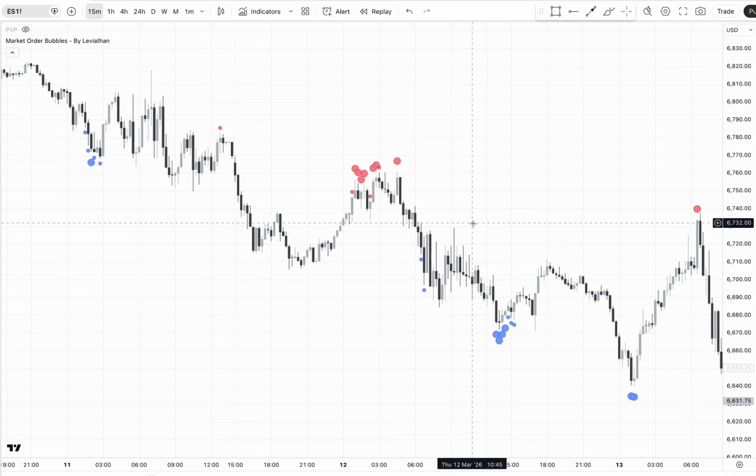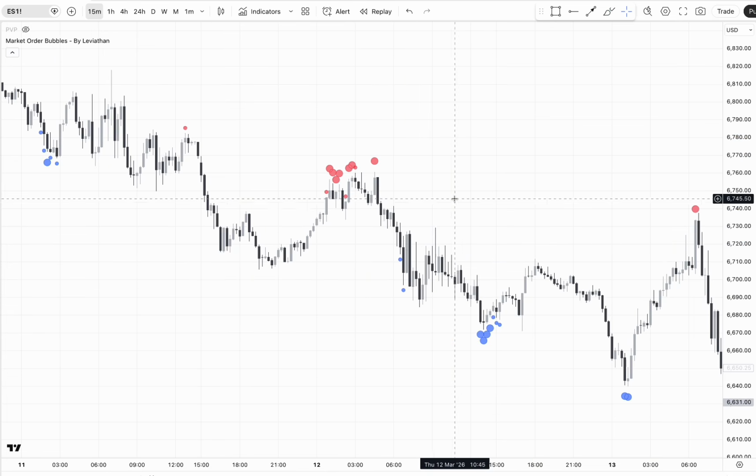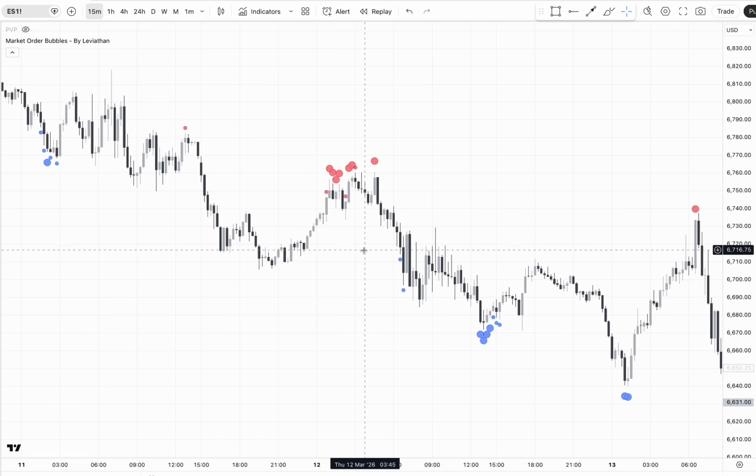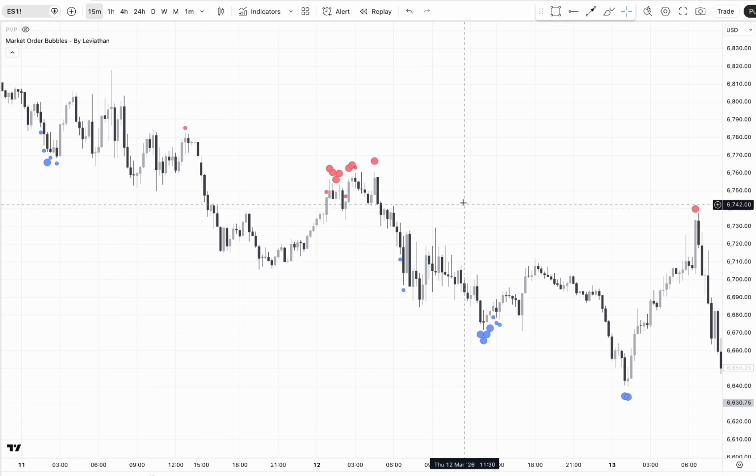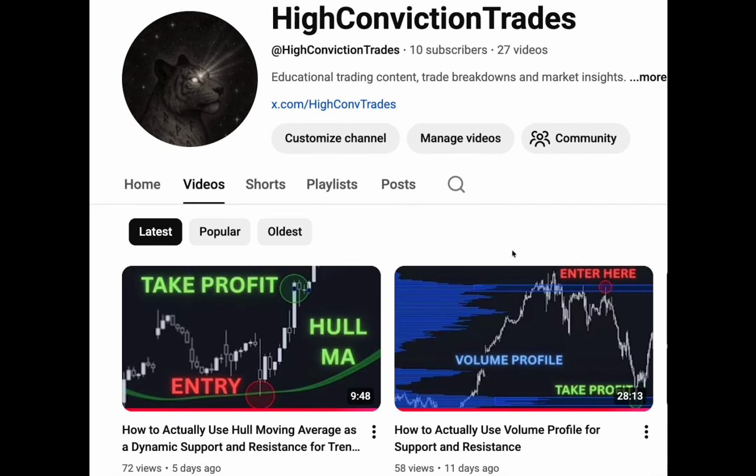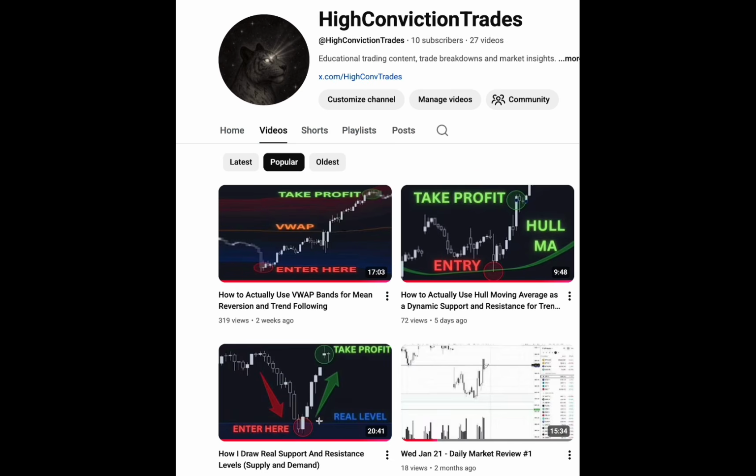I would advise personally to use this indicator in confluence with getting strong levels, high volume nodes from volume profile, as well as picking out strong support and resistance levels. And in order to do that, I recommend that you go to my channel and watch the video on how to actually use volume profile for support and resistance, as well as the other video called How I Draw Real Support and Resistance Level Supply and Demand. You can find the links to both videos added in the description of this video.